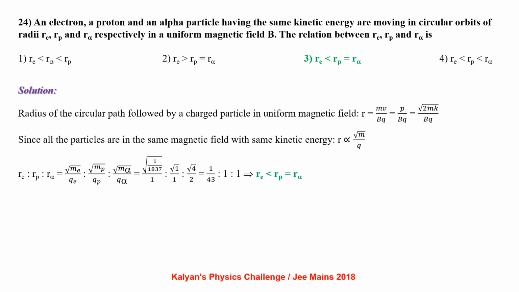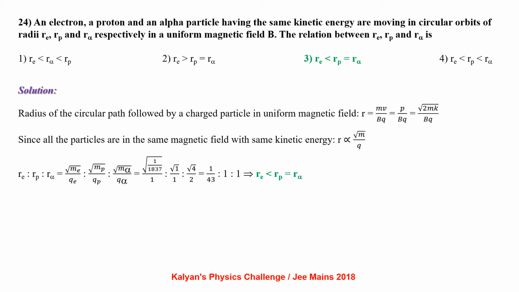An electron, a proton and an alpha particle having same kinetic energy are moving in circular orbits of radii Re, Rp and R alpha respectively in a uniform magnetic field B. The relation between Re, Rp and R alpha: radius of the circular path followed by a charged particle in uniform magnetic field R equal to mv by Bq, that is p by Bq, that is root of 2mK by Bq. Since all the particles are in same magnetic field with the same kinetic energy, R is proportional to square root of m by q.